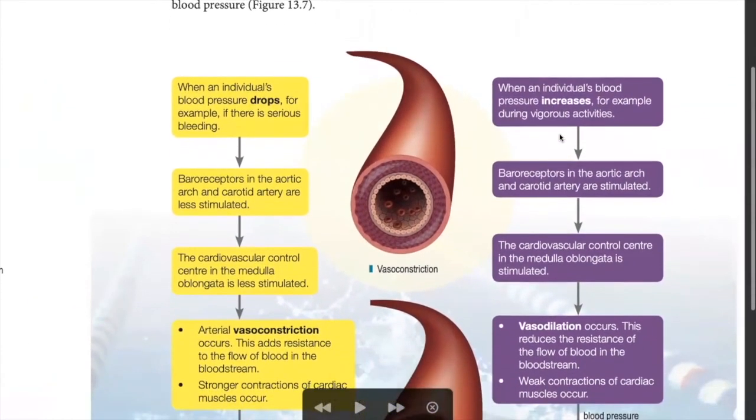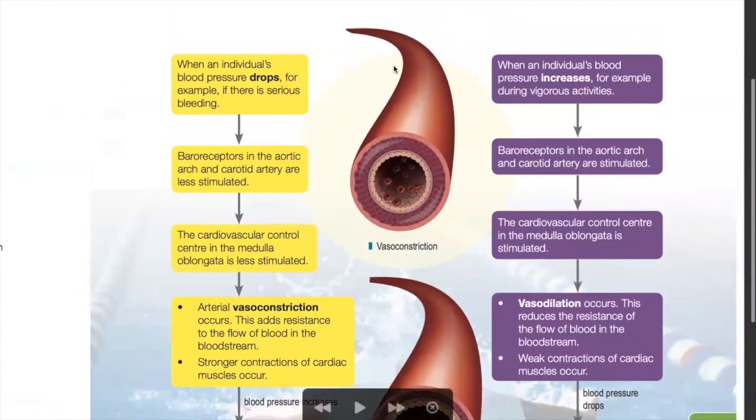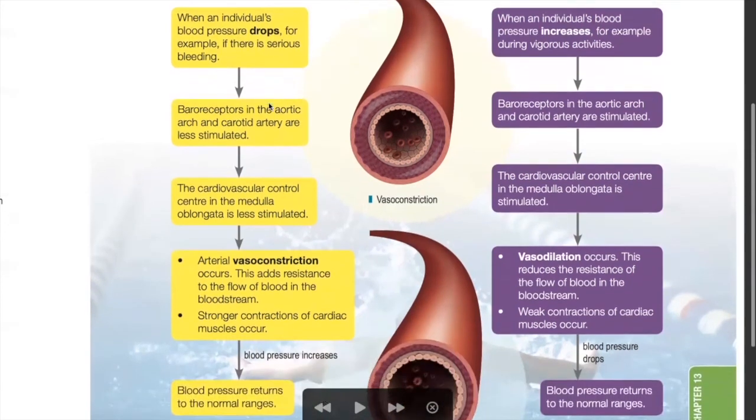Okey, jom kita pergi kepada satu situasi. Okey, ni situasi bila tekanan darah turun. Ini situasi bila blood pressure increase. Kan darah kan ada blood pressure rendah sangat, blood pressure tinggi sangat. Okay, kita pergi kepada drop dulu. When an individual blood pressure drop, for example, there is a serious bleeding. Bila kita kehilangan darah yang banyak, blood pressure kita akan turun lah.